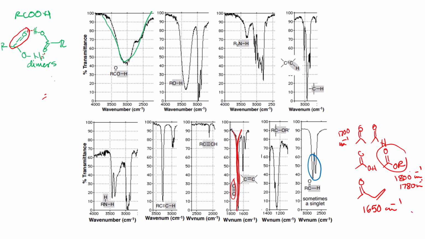Aldehydes have this hydrogen attached directly to the sp2 carbon, and it has another band besides the carbonyl, at about 2800 to 2700 centimeters -1. And that's how you can distinguish between ketones and aldehydes. So very important to know that.